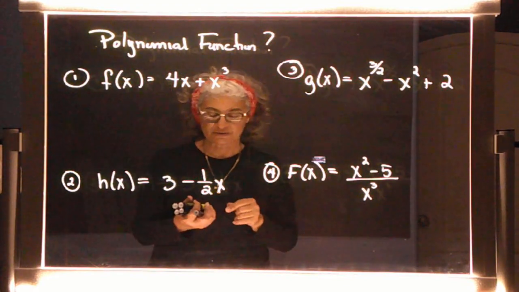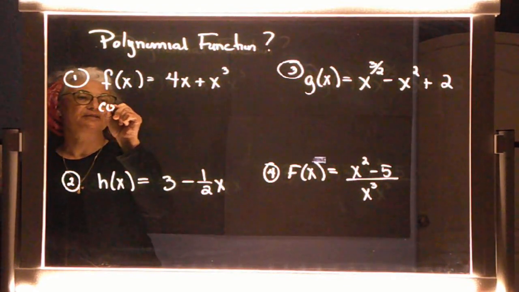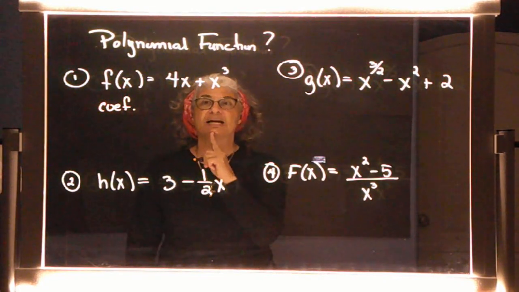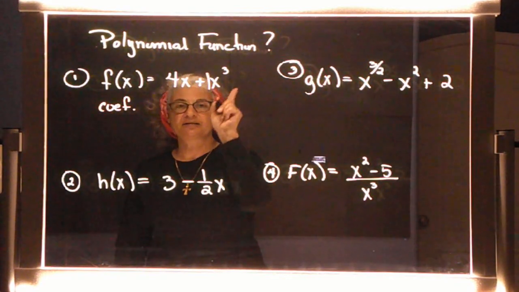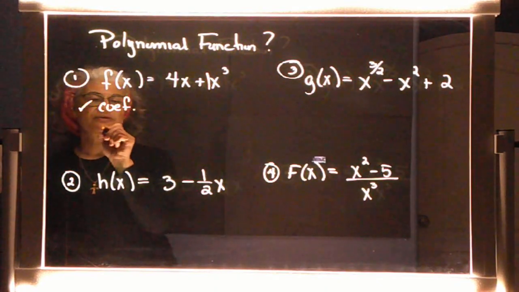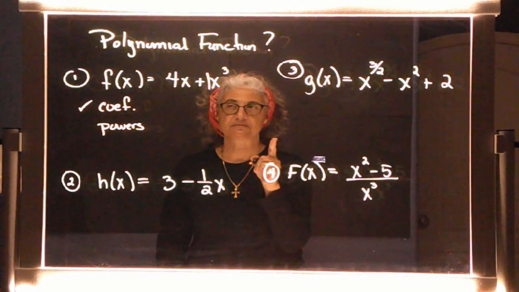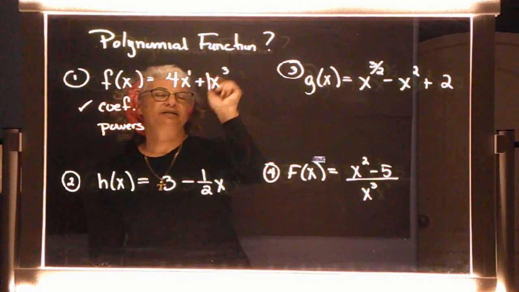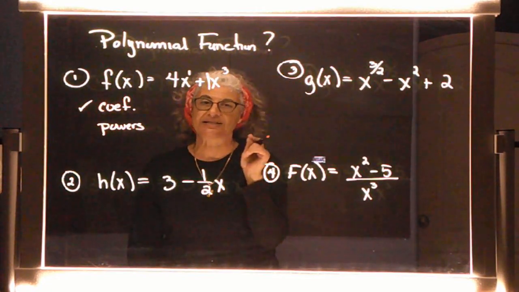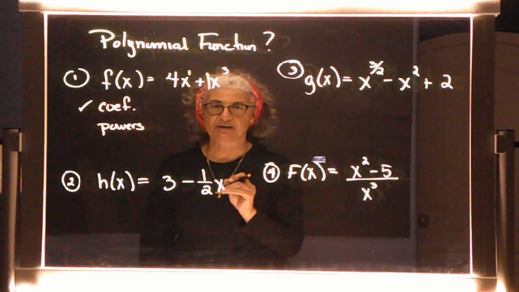So, first things first, we have to check for the coefficients. Are the coefficients all real numbers? Yes, this is a 4, this is a 1, these are real numbers. Check. The second thing we have to make sure of are the powers. Are the powers non-negative? Well, yes, this is a power of 1 and that's 3. They're non-negative. And they have to be integers. Remember, an integer is not a fraction and it's not a decimal. So are these two powers okay?